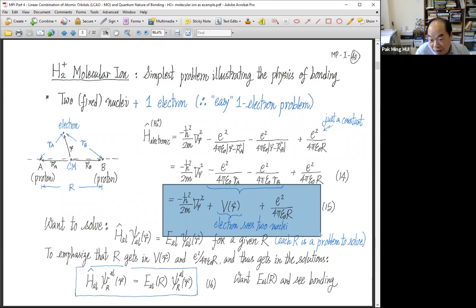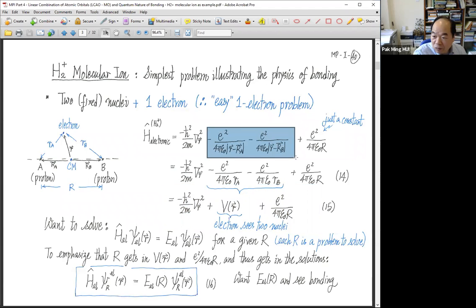That doesn't look very difficult, right? Single electron, but there are two centers. So it will be good to look at how this thing looks like. This is V of r.